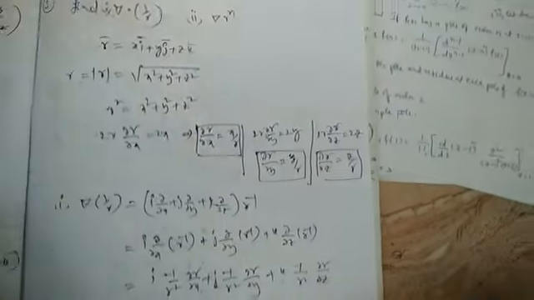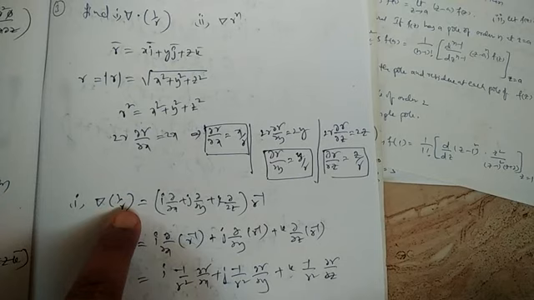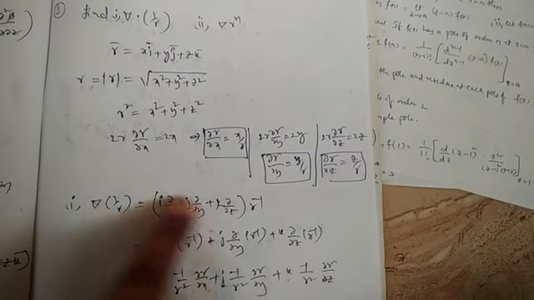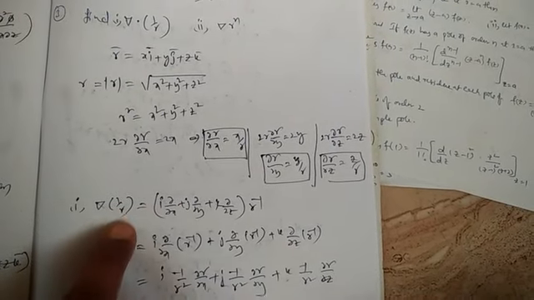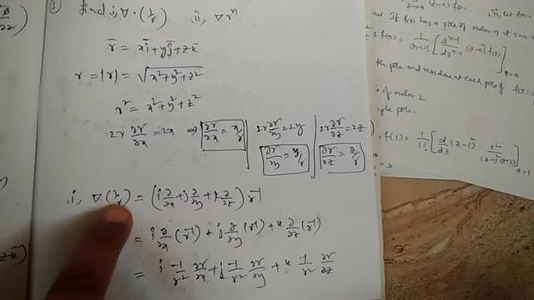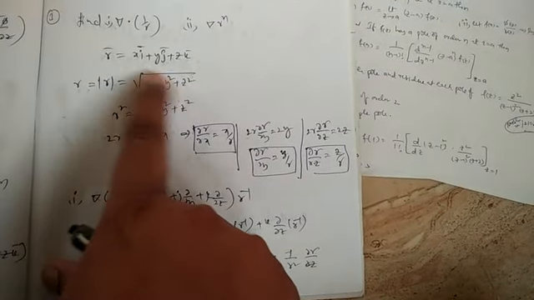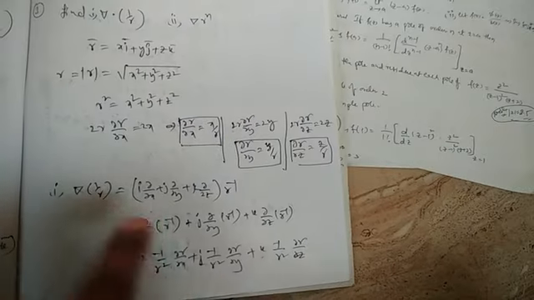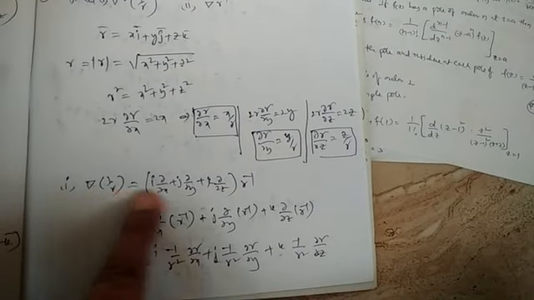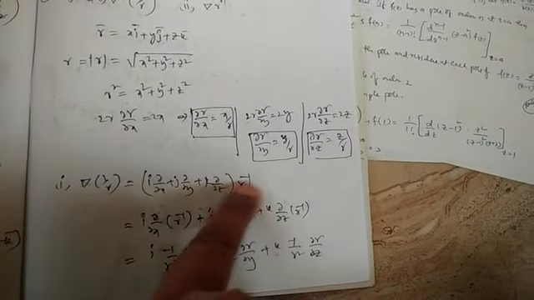Now look at the first part, del (1/r). Here it is not R bar; r is a scalar quantity, but R bar is a vector. Now del (1/r) is nothing but del of r inverse.